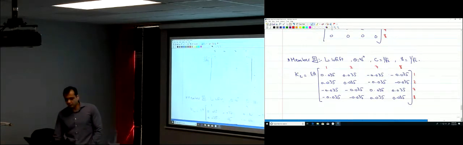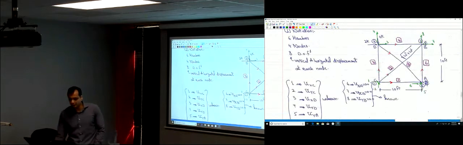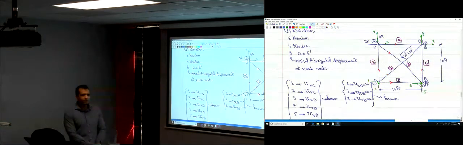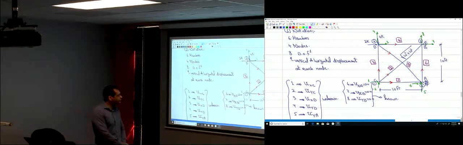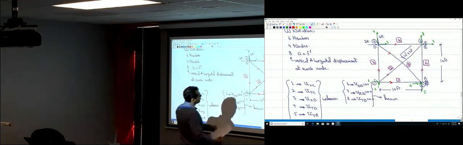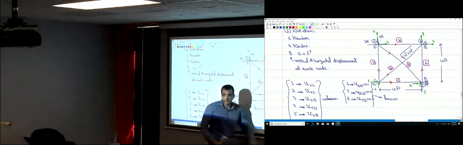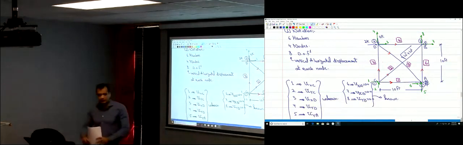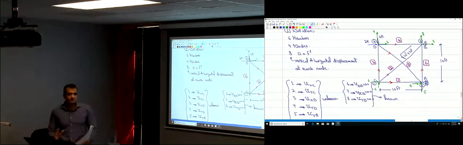And then let's move forward. Is member 2 similar to any other member? Is there any member here that is identical to member 2? No. Why not? Yes, they have the same length, but they have different direction, different orientation. Theta for member 2 is 45 degrees. For member 5, theta is negative 45 degrees. So they are not the same. The stiffness matrix is going to look different.